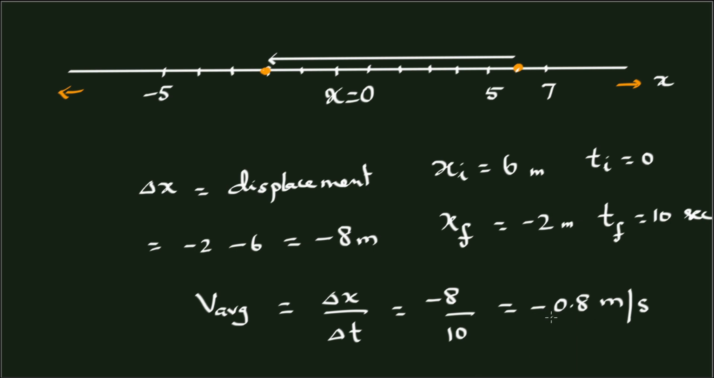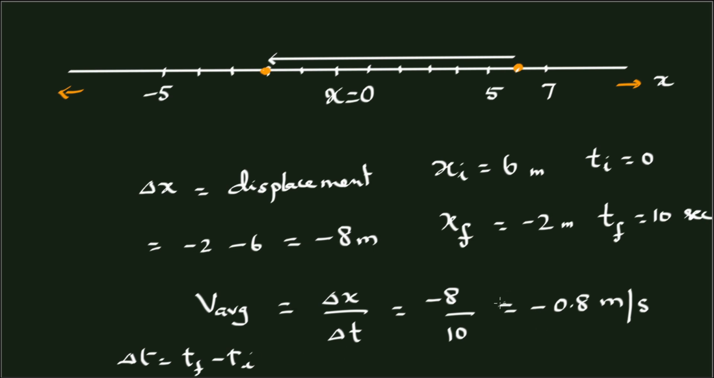This tells me that the average velocity points left. The time interval will always be positive because the time interval is defined as the final time minus the initial time. That is the later time minus the earlier time, which will always be positive. Therefore, the sign of the average velocity will always be the same as the sign of the displacement.